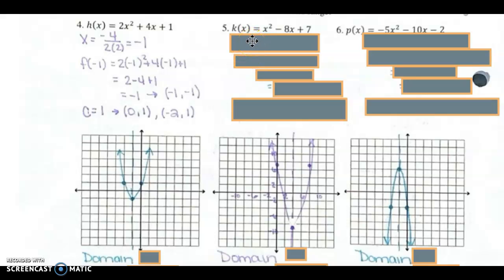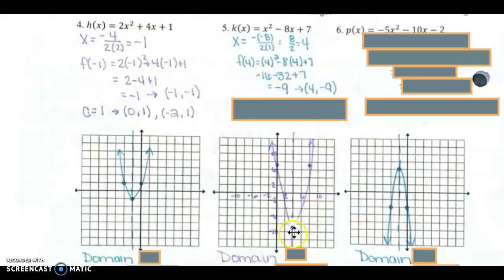5 and 6 are the same way, and I don't think you should get fractions on any of those. So your axis of symmetry is at 4, and I numbered mine by 2s on this one. Then plug that 4 in, and you're going to get negative 9. So at 4, negative 9, I'll put that right there. And then your c value is 7, so here's our y-intercept at 7. We count over 2, 4 to the axis of symmetry, and then 2, 4 more to get that other point. And that other point is at 8, 7.